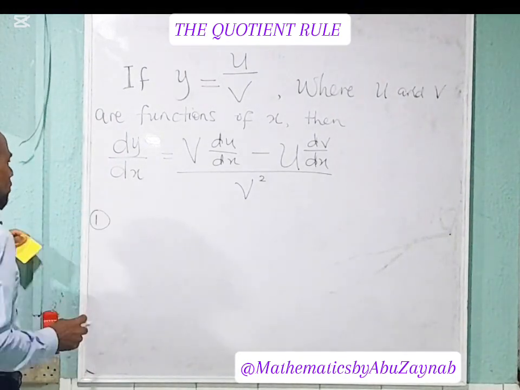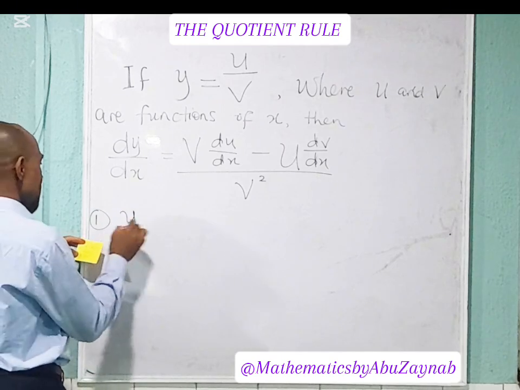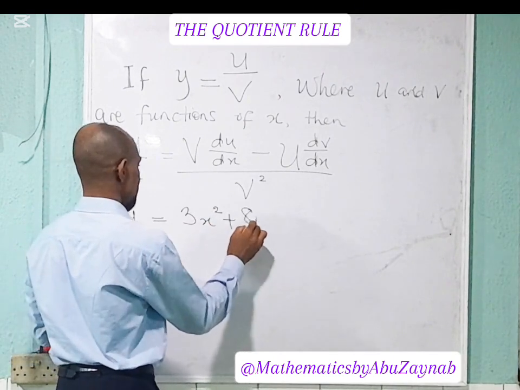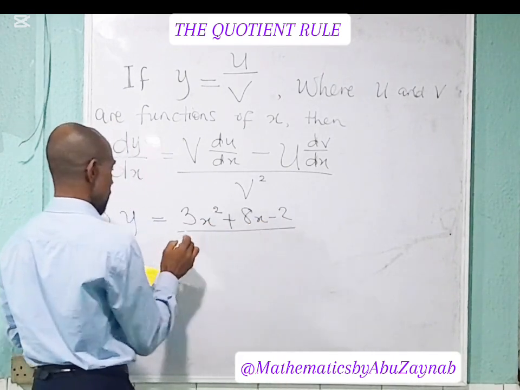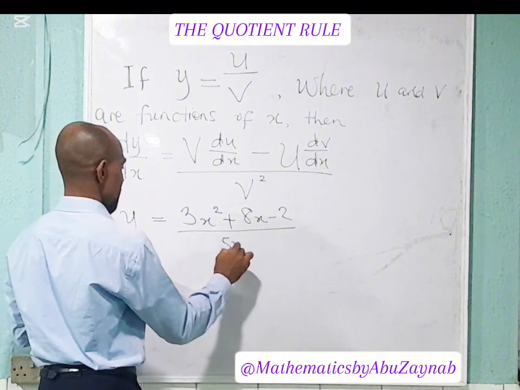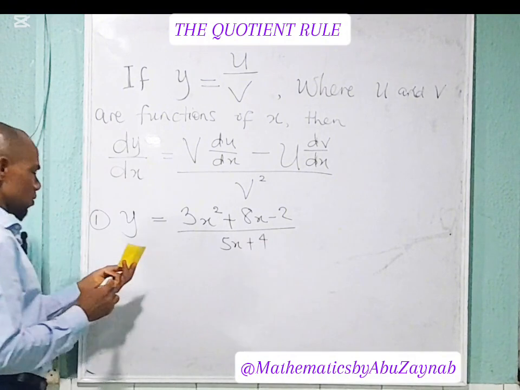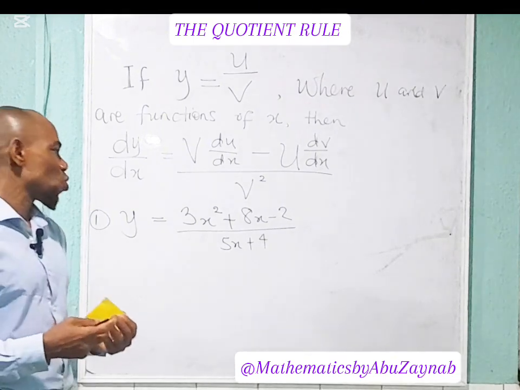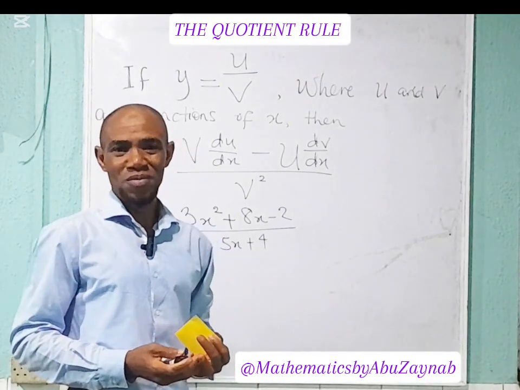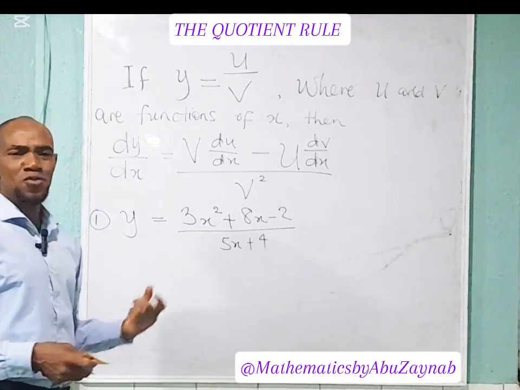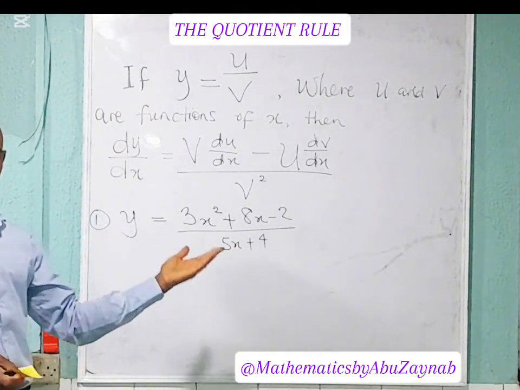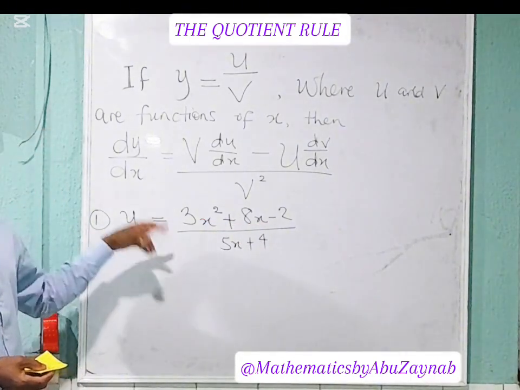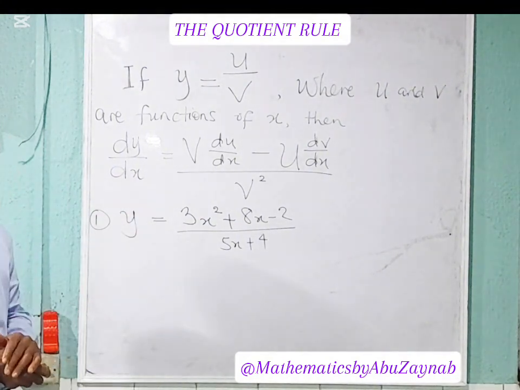For question 1, we find dy/dx if y is equal to 3x squared plus 8x minus 2 over 5x plus 4. So this is clearly a quotient, because when you have an exam, you will not be told to use the product rule or quotient rule. The question will just be thrown at you. It's now left for you to determine if the question is under quotient or product. This evidently must be a quotient because you're having a fraction here. So that means this is actually a quotient rule problem.